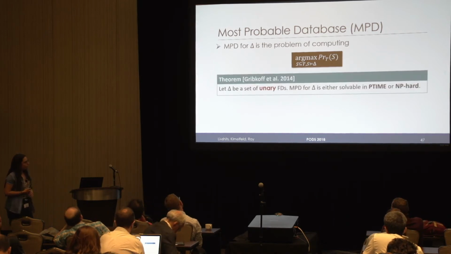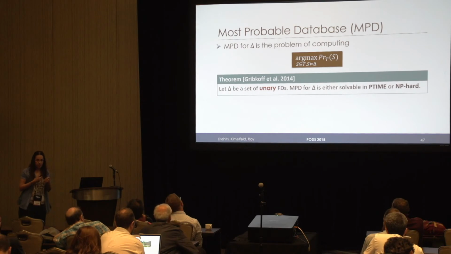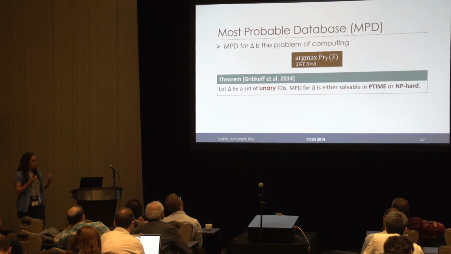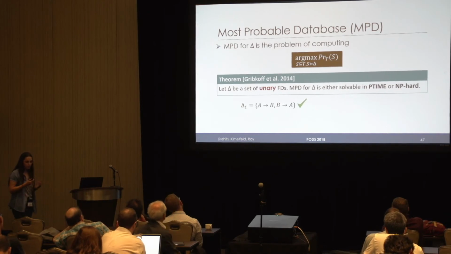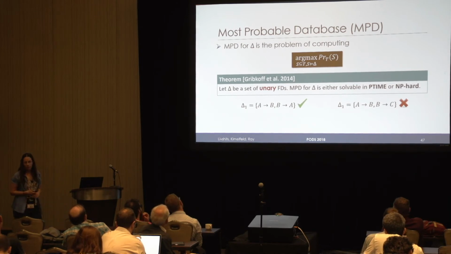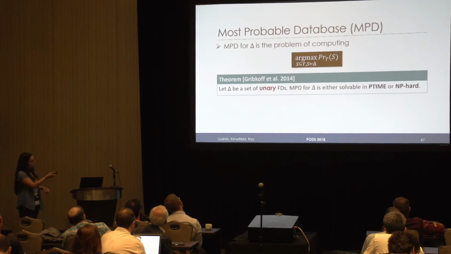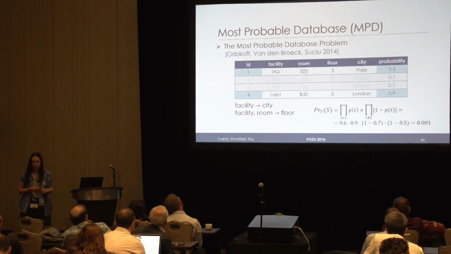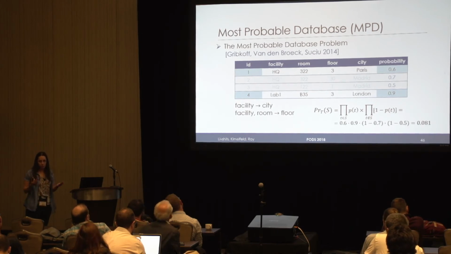Now, in their paper, they have a result for unary functional dependencies, which are functional dependencies that contain a single attribute on the left-hand side. And they show that if we have a set of unary functional dependencies, then the problem can either be solved in polynomial time or it is NP-hard. Okay, so for example, for A implies B, B implies A, the problem can be solved in polynomial time, but for A implies B, B implies C, the problem is hard. But the problem for general sets of functional dependencies has been left open. Okay, so for example, in our example, the second functional dependency contains 2 attributes on the left-hand side.